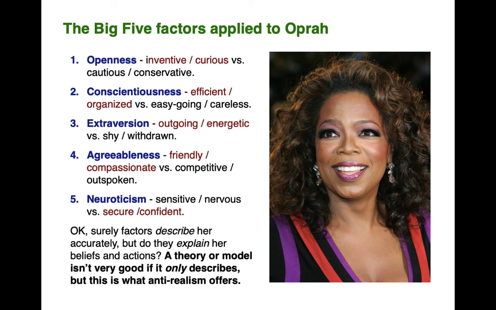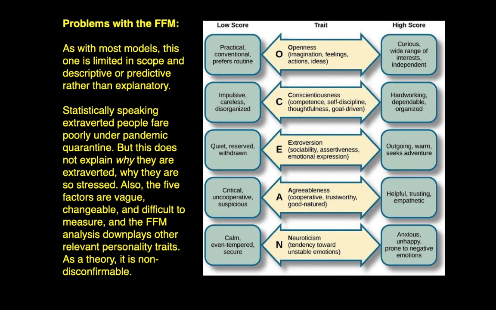Okay, surely the factors describe her accurately, but do they explain her beliefs and her actions? A theory or model isn't very good if it only describes, but this is what anti-realism offers. Descriptions, not so much explanations. Acceptable theories, adequate theories, not necessarily true ones. There are problems with the 5-factor model of personality. As with most models, this one is limited in scope and descriptive or predictive rather than explanatory.